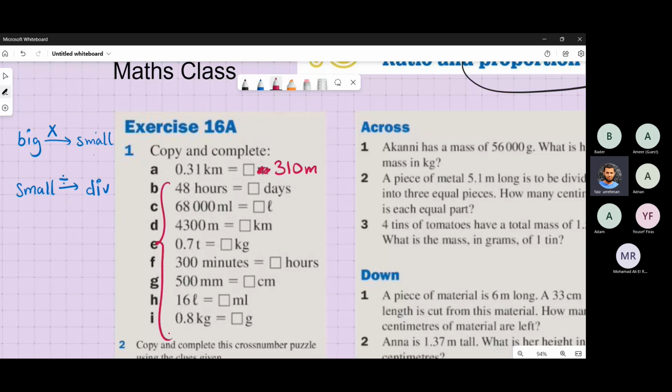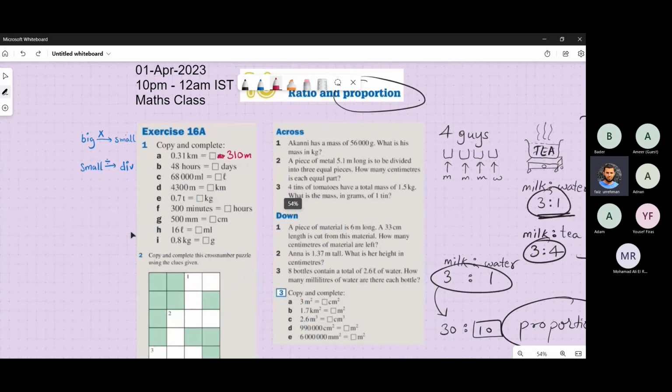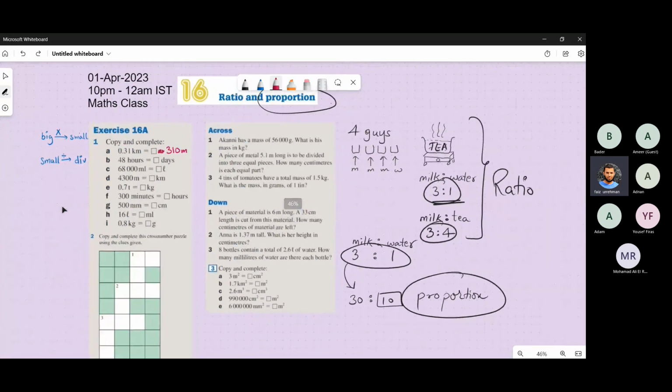So these comparisons I'm not going to do because this is old stuff and it will take a lot of time from us. We have done it so many times previously. So we are not going to do that.